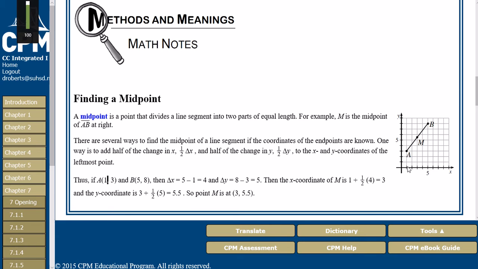So if I add 1 plus 5, I get 6, and half of that is 3. And look, 1, 2, 3. 3 is the coordinate of the midpoint, right, for x. And same thing here if I'm going up and down. Anyways, these math notes are here.